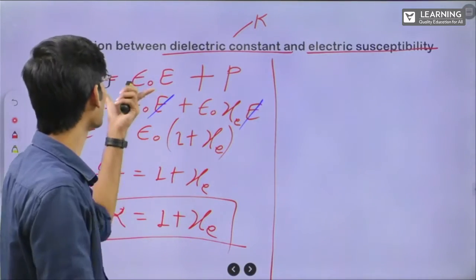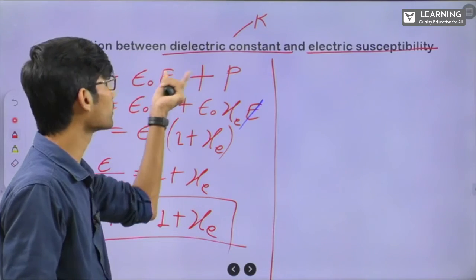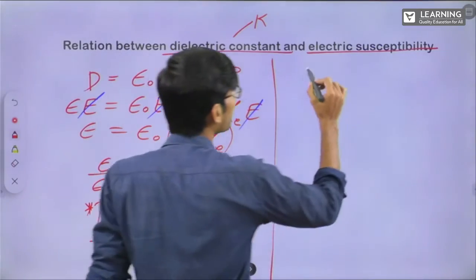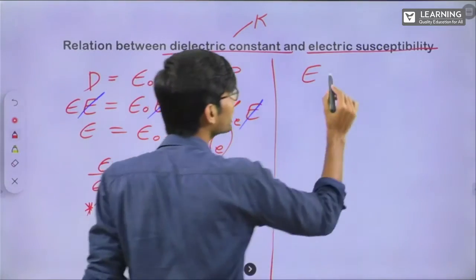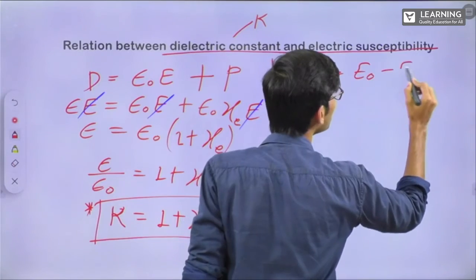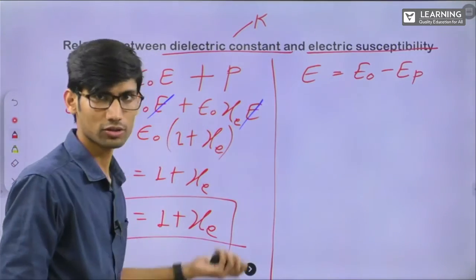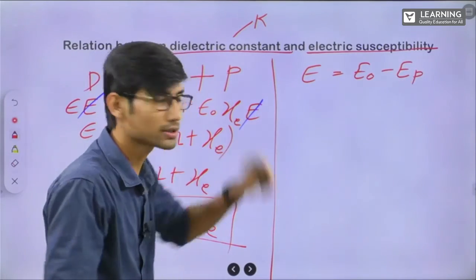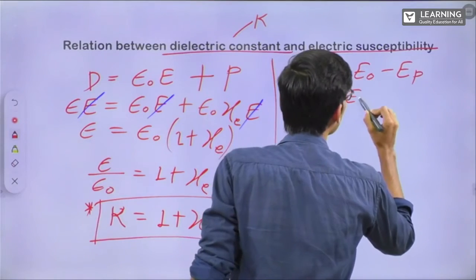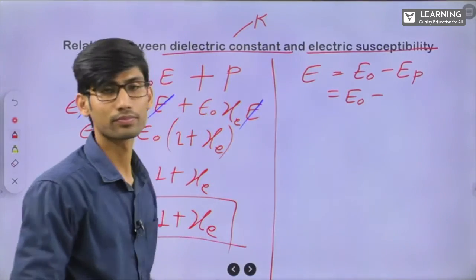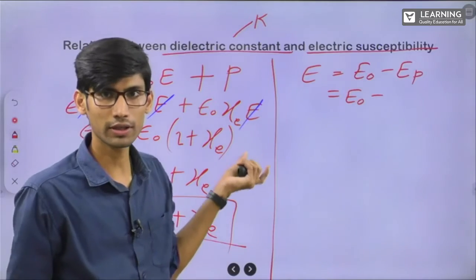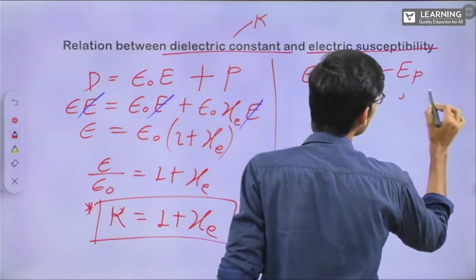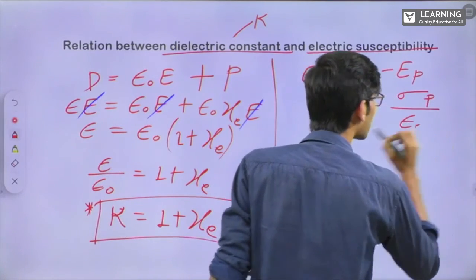Other way to get it, if you don't remember this formula: electric displacement is equal to epsilon naught E plus polarization, then one thing you will always remember. What is that thing? E net, the final electric field, is equal to E naught minus E due to polarization, correct? Now what is E due to polarization? Sigma upon epsilon naught. We have seen in conductors that on the surface the electric field will be sigma upon epsilon naught. So this will be sigma due to polarization upon epsilon naught.